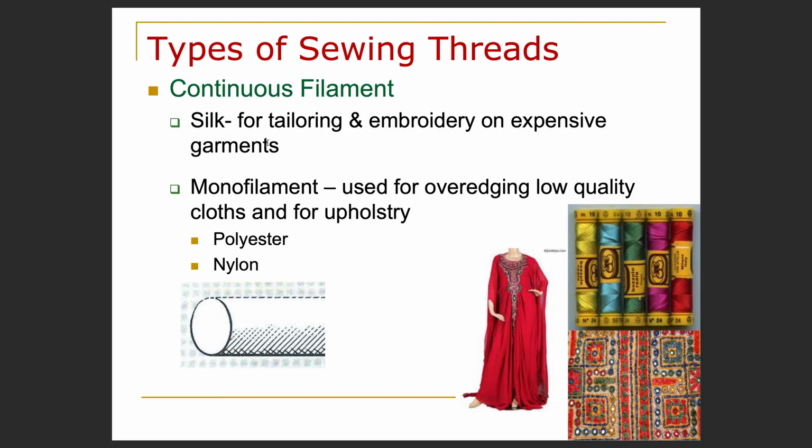Then continuous filament sewing threads are used where we want a lustrous or shiny kind of appearance, and particularly where the sewing thread will be visible on the face side of the garment. So it can be used for bespoke tailoring, for embroidery, or on heirloom, expensive types of garments. Either monofilament or multi-filament sewing threads can be used, but generally monofilament sewing threads are difficult to handle and harsh. That is why multi-filament sewing threads are generally preferred for such applications. Monofilament is used for over edging low quality clothes and for upholstery.